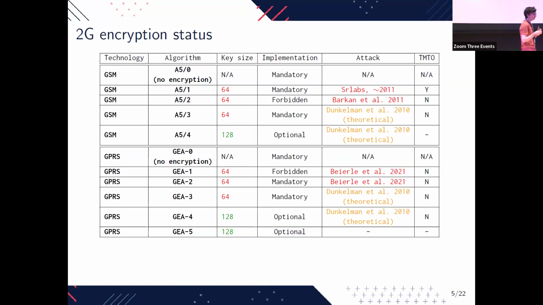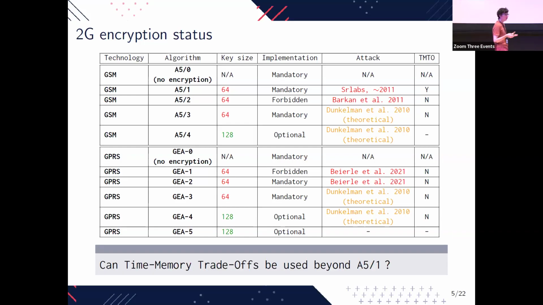If we look at the other algorithms, A5/3, A5/4, GEA3, GEA4, they all rely on the same underlying block cipher called KASUMI. There is a really brutal attack on KASUMI that relies on related keys and chosen ciphertext, but it's only theoretical in the context of 2G networks, because this attack cannot happen there: we don't have those related keys and that amount of chosen ciphertext. So in our study, we're interested in whether we can actually use time-memory trade-offs beyond just the case of A5/1, and what the impact of that is.